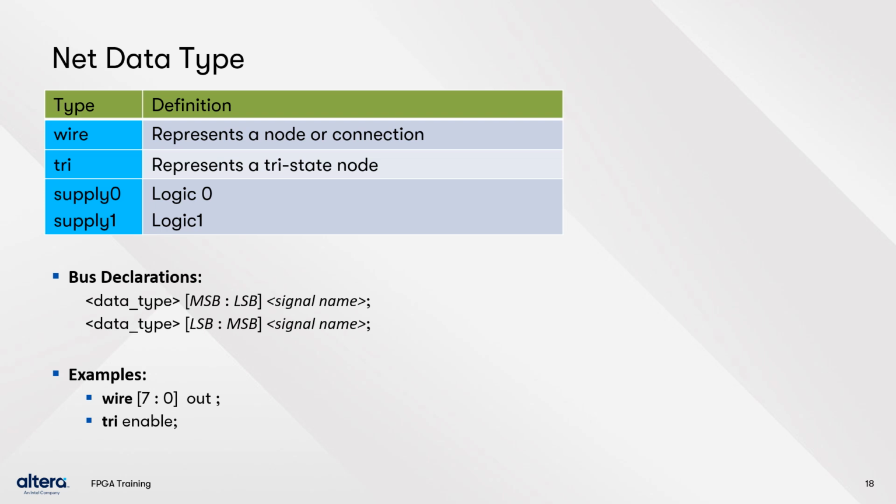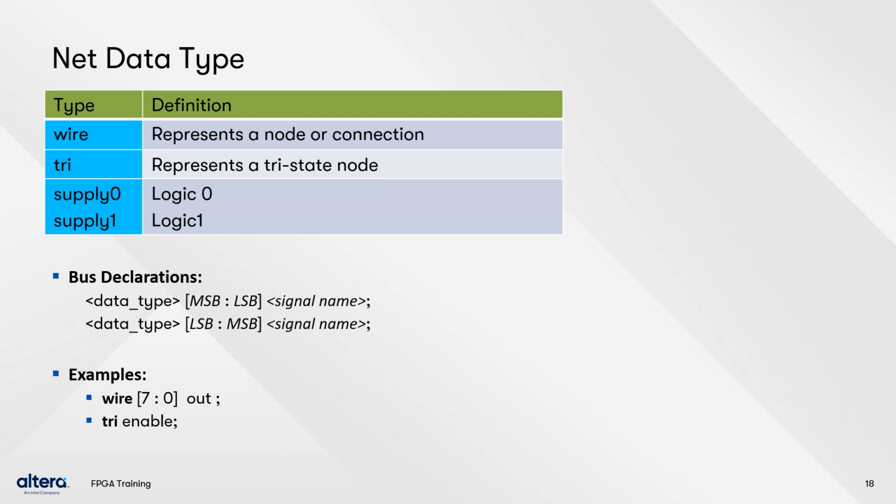Here are the four most common net data types supported by synthesis. A wire and a tri both represent a node. The tri-net type is used to represent a tri-state node. Wires and tris are used for interconnects. Supply0 and supply1 represent a constant logic value. They are used to hardcode logic 0 and logic 1.